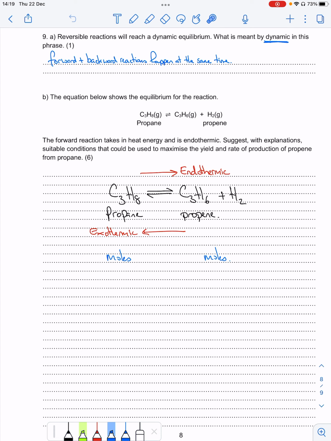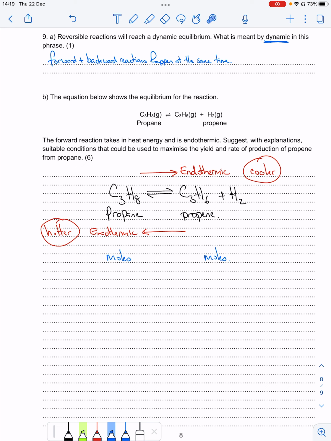So it tells me the forward reaction is endothermic. So endothermic, remember, means it's going to take heat in, and that means that the surroundings are going to become cooler. The opposite direction is going to be exothermic. Exothermic reactions give out heat. If they give out heat, then the surroundings are going to become hotter. So having this is going to really help me.